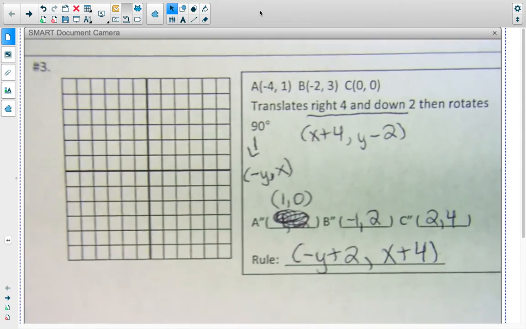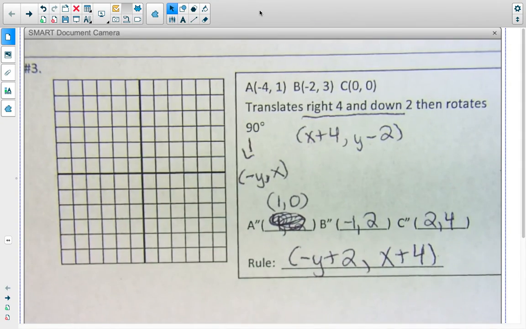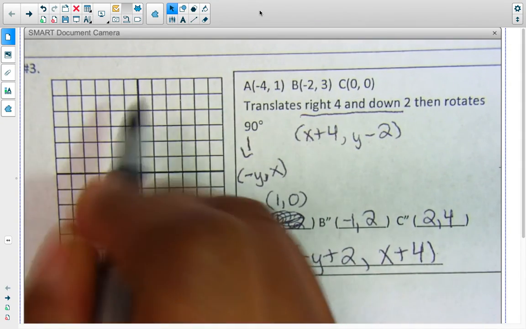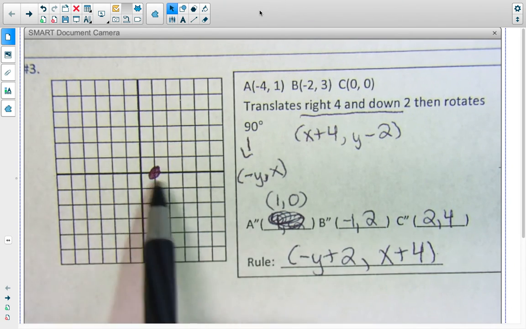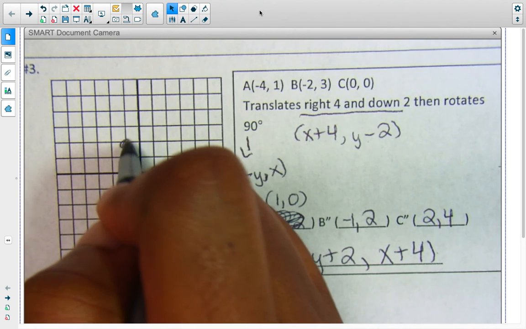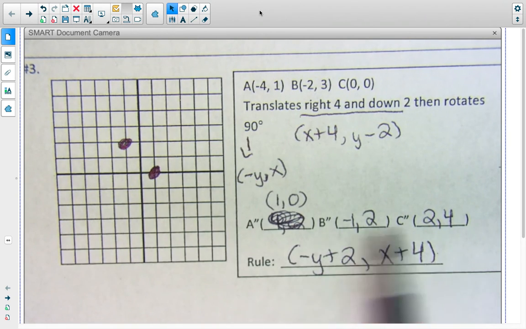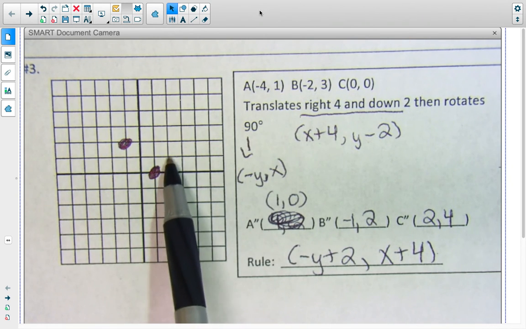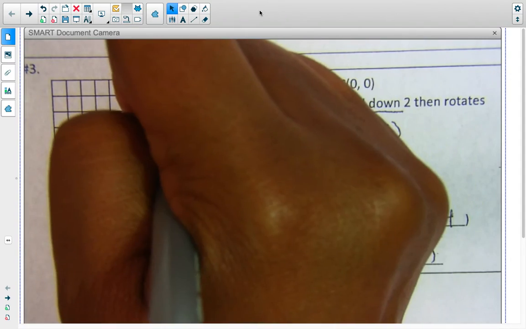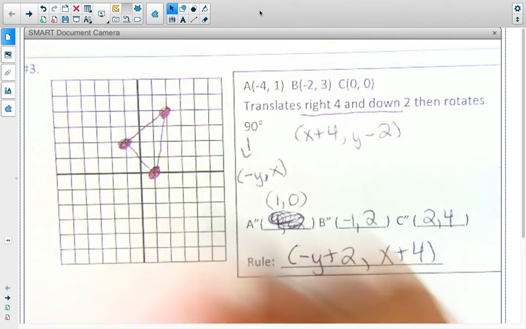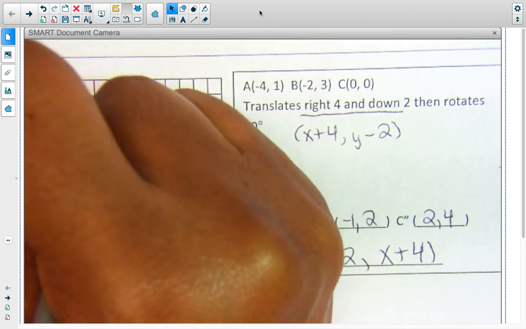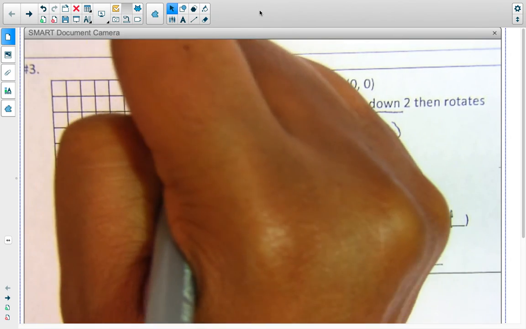And of course, we will plot these points. We got (1, 0). So this is (1, 0) here. We got (-1, 2): -1, and go up 2. And then we have (2, 4). So 1, 2, 1, 2, 3, 4. And we'll connect these. So this is going to be A double prime, B double prime, and C double prime.